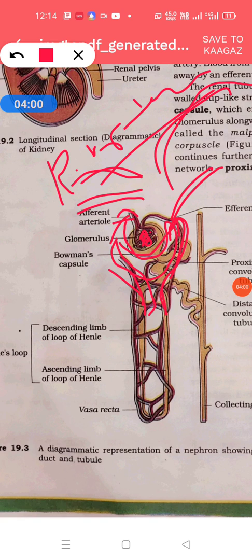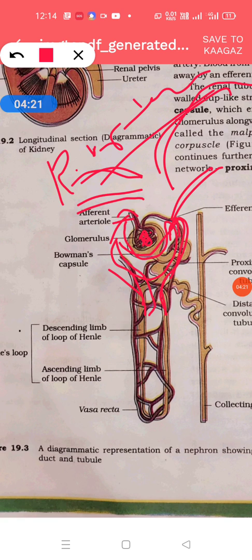In this way the renal artery enters the kidney and divides into two branches, the afferent and the efferent renal arterioles. The afferent renal arteriole brings blood into the glomerulus, and the efferent renal arteriole carries blood away from the glomerulus. That blood is the blood which has to be filtered, and it enters the glomerulus. So in this way 50 to 100 capillaries are present here.